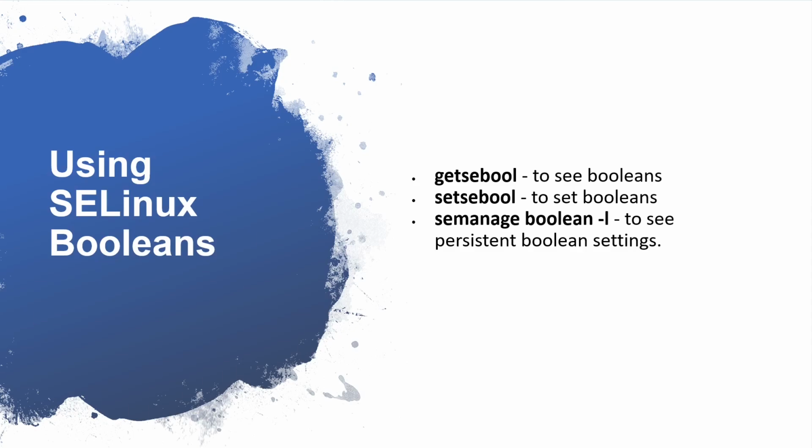Use SELinux booleans. SELinux policy behavior can be configured at runtime without rewriting the policy. This is accomplished by configuring SELinux booleans, which are policy parameters that can be enabled and disabled. getsebool to see booleans. setsebool to set booleans. semanage boolean -l to see persistent boolean settings, right? You can use this to list all booleans of the current policy, including the current status and the short descriptions.